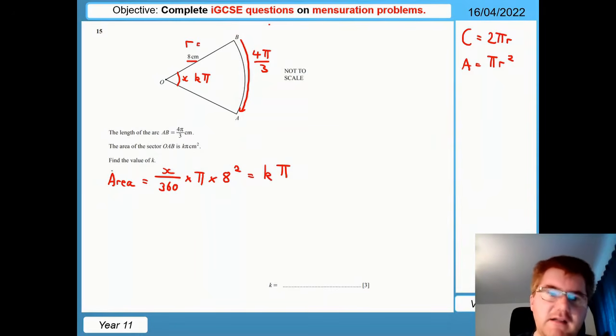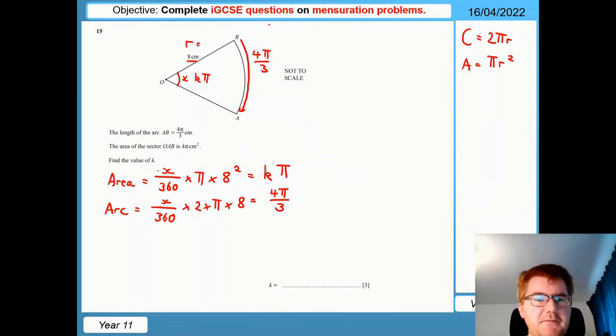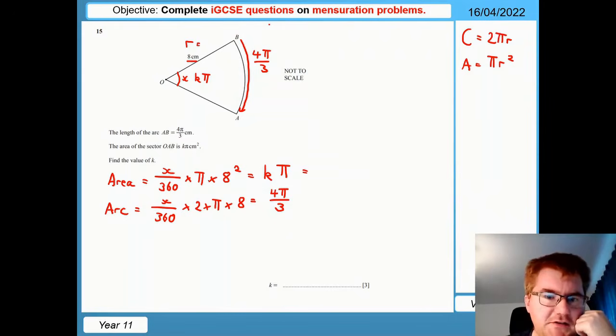Now the arc length, let's just write a formula for this now. Well, that's equal to the angle again, divided by 360, so that's in common, multiplied by 2 pi r, so 2 times pi times 8. And we're told in the question that is equal to 4 pi over 3. Okay, so let's simplify these formulae down slightly here. So what we can do is just combine this together. So I'm going to put the pi next to the x here. You'll see why a bit later on.